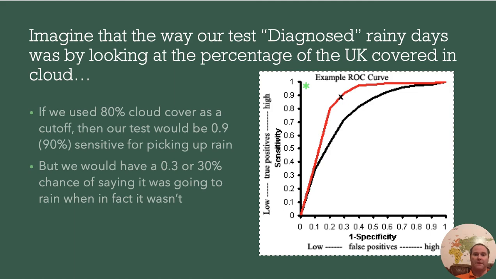If we were looking at the sweet spot of 80% over here as the cutoff, then our test would be 0.9 or 90% sensitive for picking up rain, and we would have a 30% chance of saying it was going to rain when in fact it wasn't. So hopefully that elucidates or explains how ROC curves work.